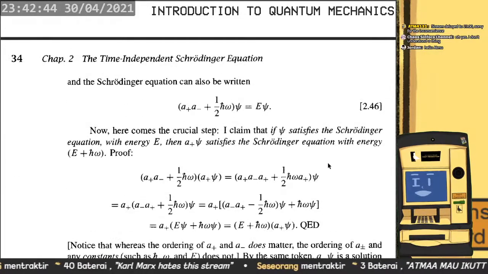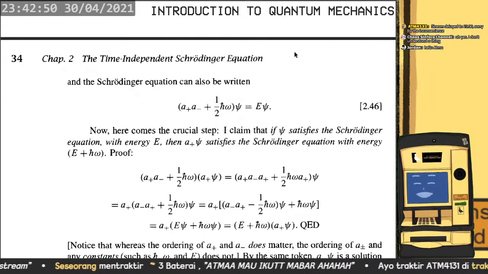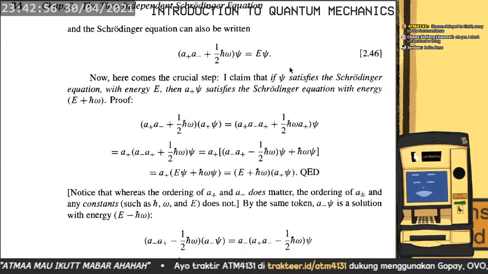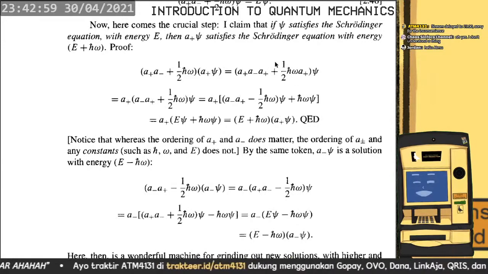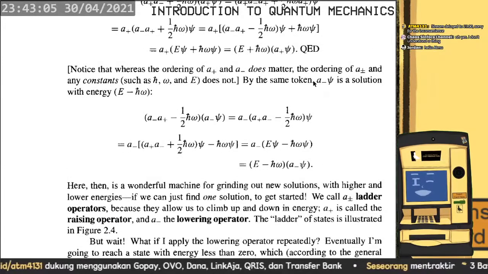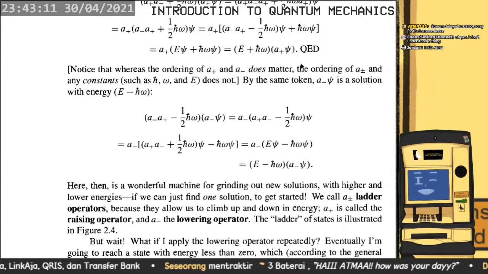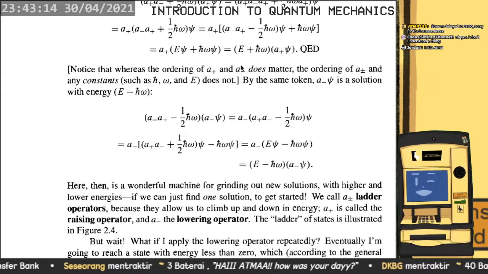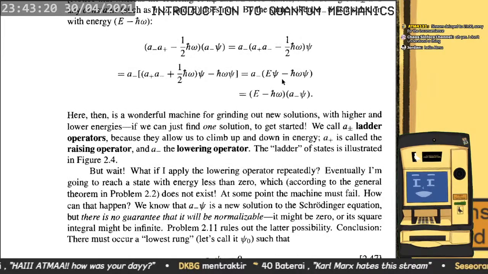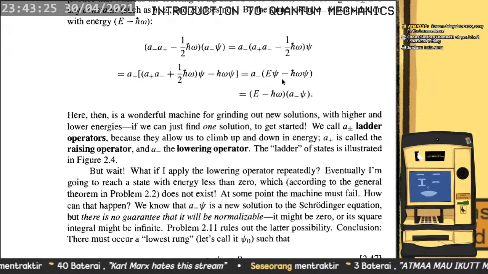Now, here comes the crucial step. I claim that if ψ satisfies the Schrödinger equation with energy E, then A plus ψ satisfies the Schrödinger equation with energy E plus ħω. Proof: notice that while the ordering of A plus and A minus does matter, the ordering of A plus minus and any constants such as this does not. By the same token, A minus ψ is a solution with the energy E minus ħω. Here, then, is a wonderful machine for grinding out new solutions.